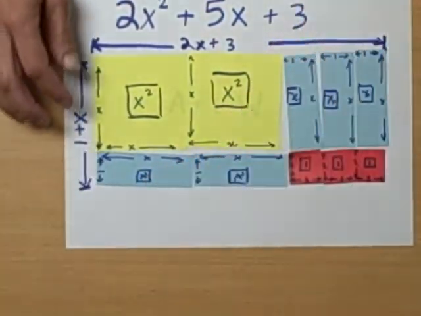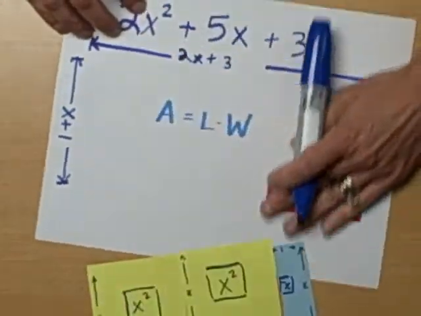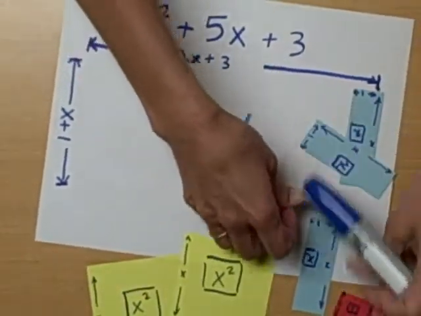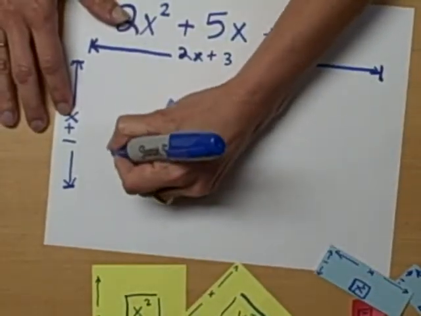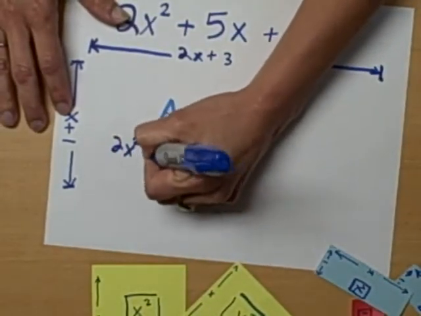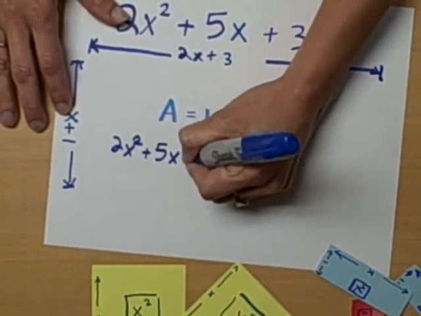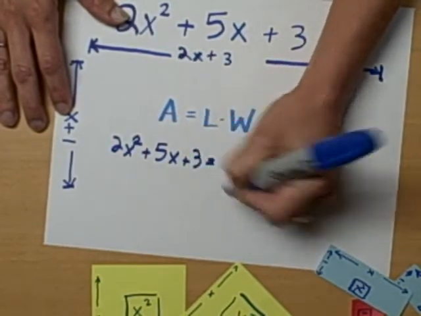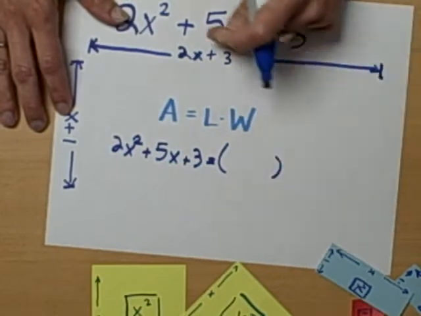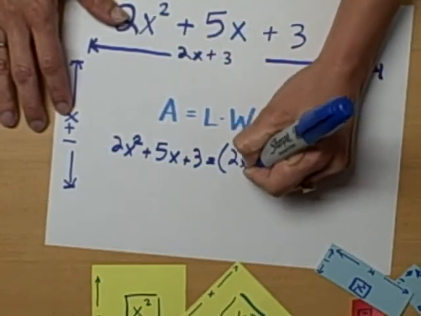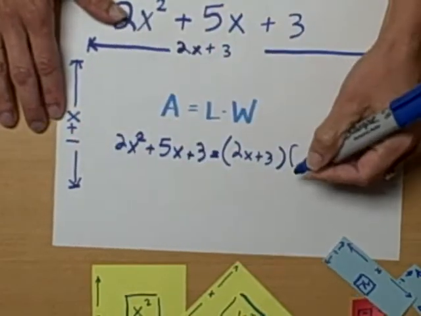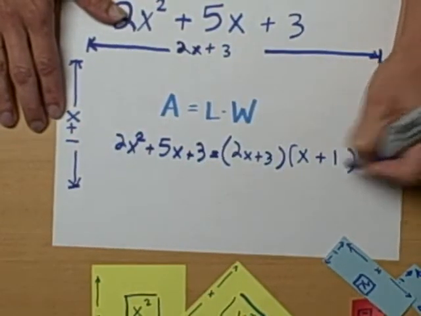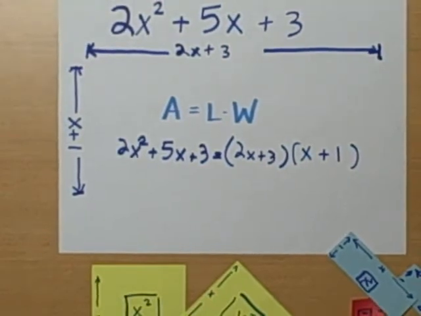And because we know that area equals length times width, we know that 2x squared plus 5x plus 3 equals the length, which we found out to be 2x plus 3, times the width, which we found to be x plus 1. Ta-da! That's how you can show factoring in a physical way.